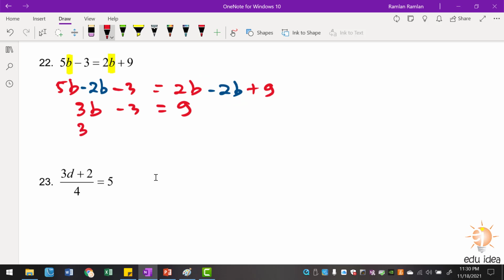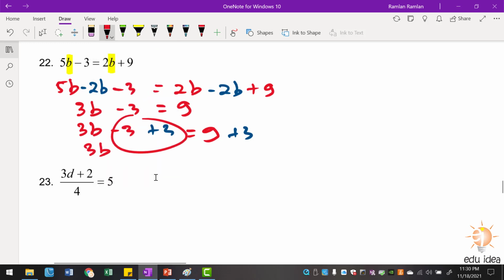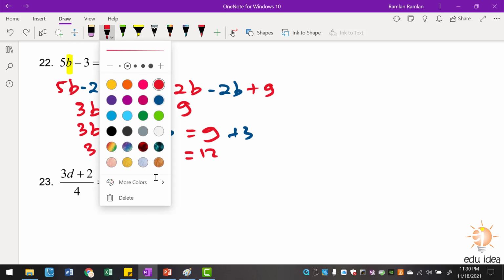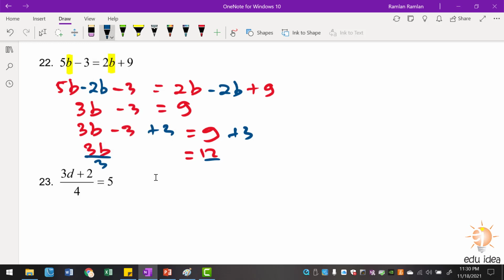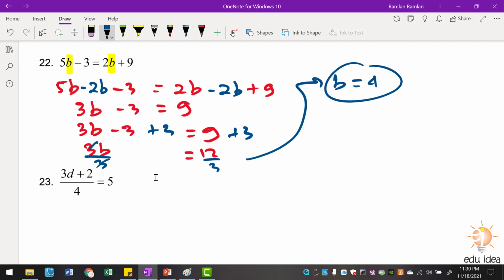Okay, so let's do it again. 3b minus 3 equals 9, and then you can just add 3 to both sides so that you can get rid of this 3. So you get 3b, this one is gone, and 9 plus 3 is equal to 12. And the last one: because we want to get rid of this 3, you divide both sides by 3, and then I will get just b, because we can cancel this. It's only b on the left side, and then 12 divided by 3 is equal to 4, right?